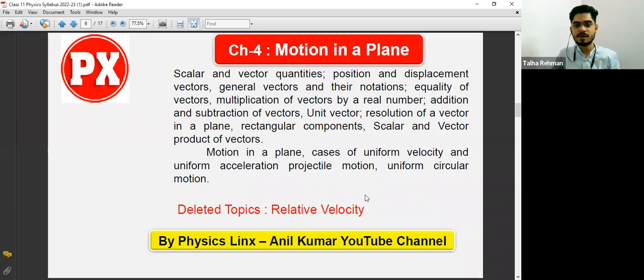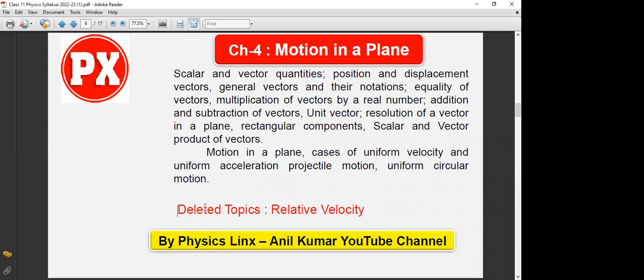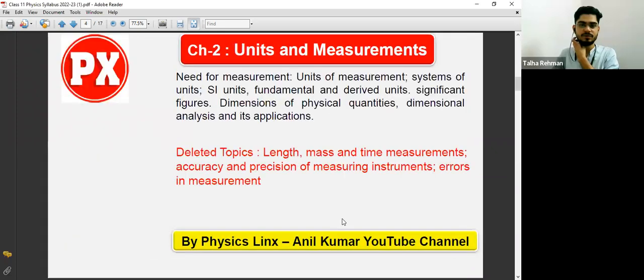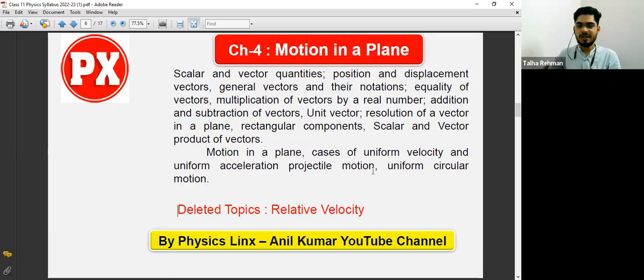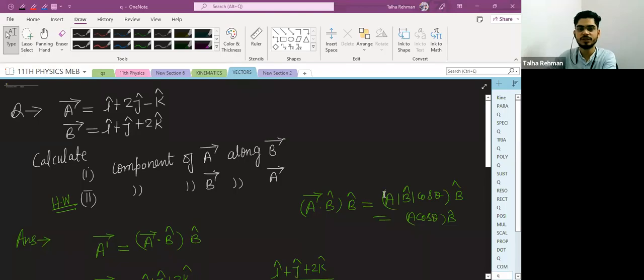Are you getting my screen? Yes, sir. The deleted topic. In the first chapter, though it is gone, but in the second chapter, length, mass, time measurement and this error analysis is removed. But you have dimensional analysis and significant figures. So I will just give you the brief idea when we reach there, after the projectile motion, relative velocity. We will not go into detail, because it is removed from your syllabus. But relative velocity is a very important concept.